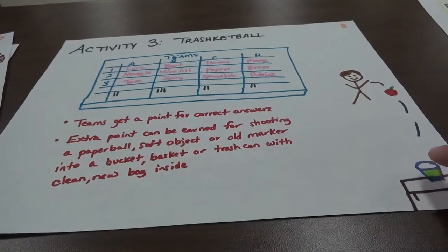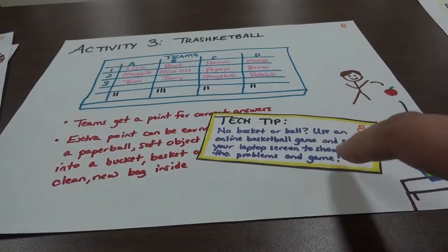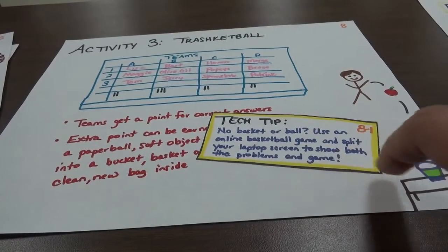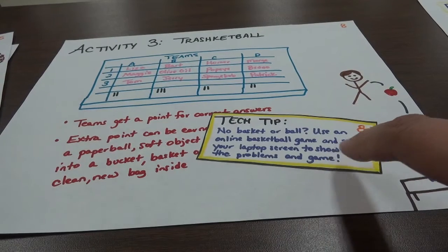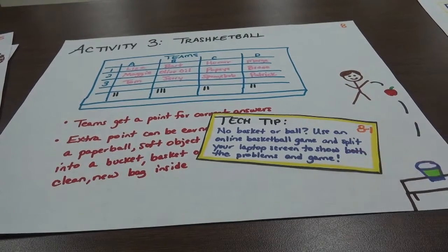If you don't have these objects available, one workaround with technology is to split up your laptop screen so that it shows the PowerPoint that may have the questions on it, and then on the other half it shows an online basketball game. I've tested this out and it works really well. You just have to let students practice how to use that online basketball game so that they feel comfortable with it.